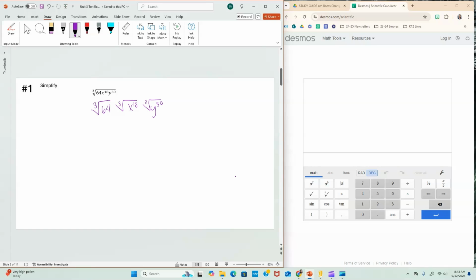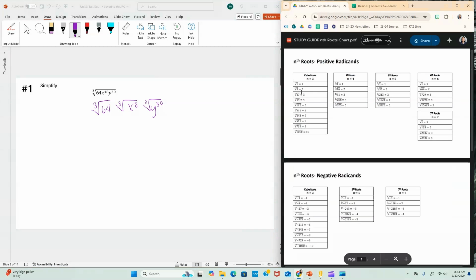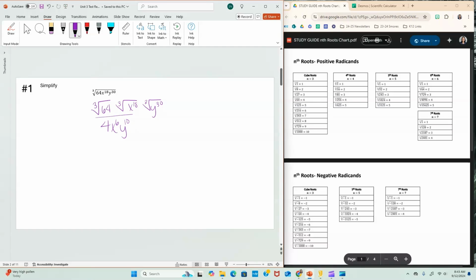So remember, we want to look at 64. And if we look at our study guide, you can see that the cube root of 64 is actually equal to 4. So that will just simplify to 4. So now remember, with the exponents on the variables, we want to see if they're divisible by that index. So 18 is divisible by 3, so that's just going to turn into x to the 6th. And then 30 is divisible by 3, so that's going to turn into y to the 10th. So this whole thing will actually simplify to 4x to the 6th, y to the 10th.